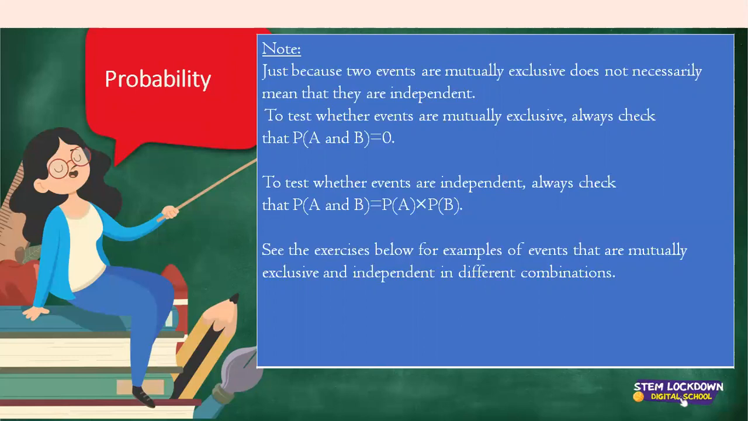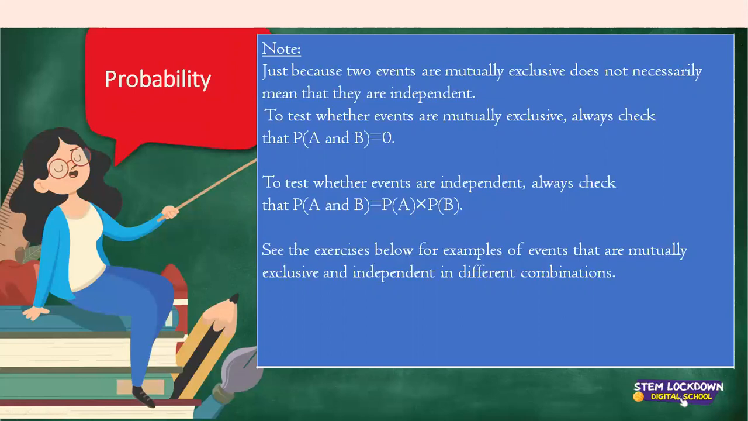Independent. Again, events are independent if the result of one does not affect the result of the other happening. The chances of one event happening does not affect the chances of the other happening. Then we say they are what? Independent. But if the chance of one happening will affect the chance of the other, then we say they are dependent. Okay. So we're saying that when events are mutually exclusive, that does not necessarily mean they are independent.